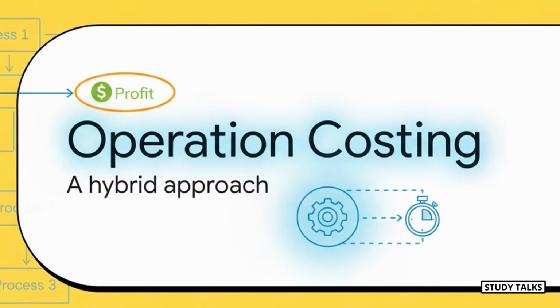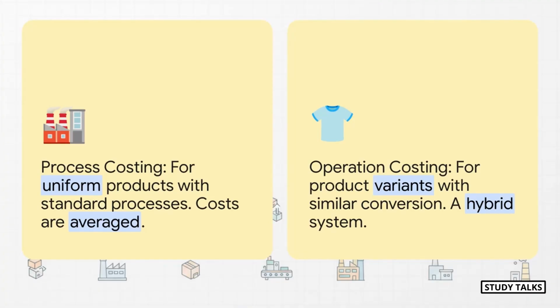Now, let's quickly switch gears to a related topic you might get a short question on, operation costing. So what's the deal with operation costing? Well, think of it this way. Process costing is for when you're making a million identical things, like bottles of Coke. You just average the cost. But operation costing is a hybrid. It's for when the basic process is the same, but the ingredients are different. Like a car factory making both a standard model and a luxury version. Different leather seats and engines, but they all go down the same assembly line.